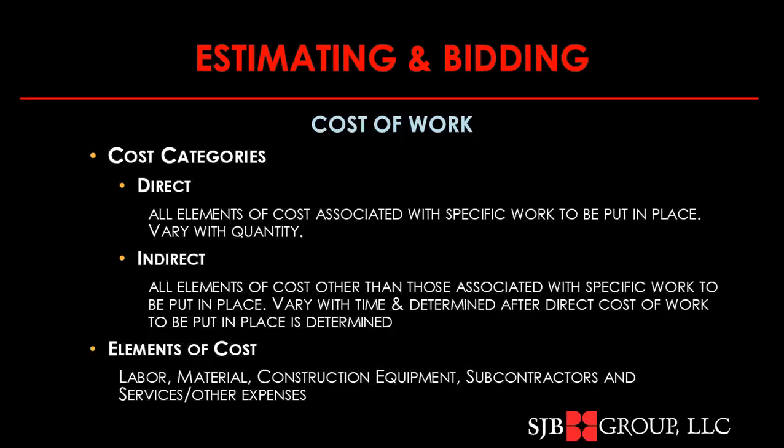So now we're to the fourth of our 6 big bullets, talking about the cost of work. There's 2 main cost categories that we use to talk about in our estimates. That's direct cost versus indirect cost. And direct costs are usually pretty easy to see in the plans. And we've got to address all elements of costs associated with the specific work to be put in place. And then a unit price, the total can vary with the quantity actually done.